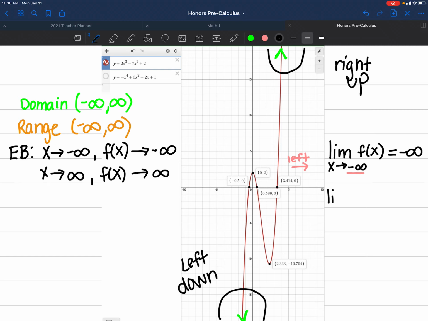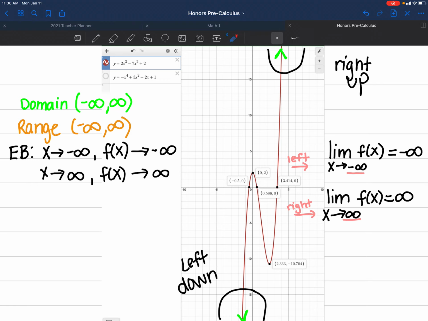All right, so if I were to do the right, the right this time would be as x approaches positive infinity. I know this is the right side because it says x is approaching positive infinity. So then we know that the limit of f of x is going to be going up, which is going to equal infinity. So we're saying the same thing, we're just notating it in different ways.